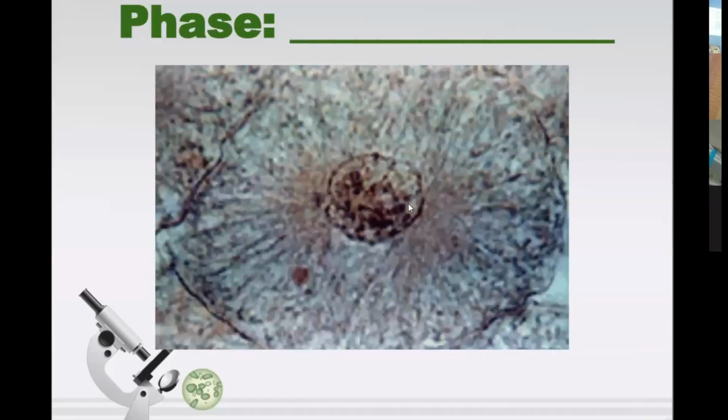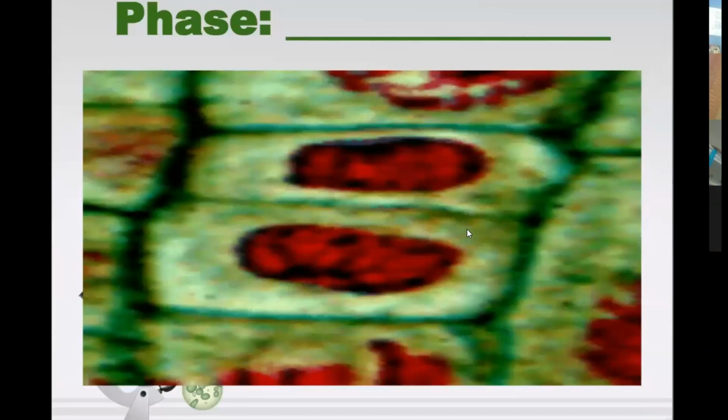This one is interphase. I see a nucleus. I don't see anything specific happening inside. This is telophase. It looks like two twin cells or one cell that has been split in half, right? It's almost as big as a full cell. This would be an early prophase. The nucleus, see the edges starting to break apart.